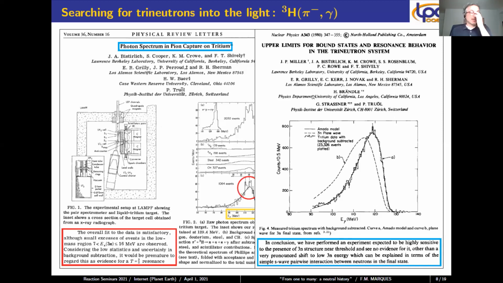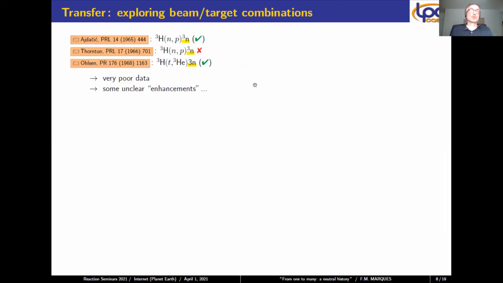And the last category of experiments I will go through for the 20th century is the transfer reaction. So at the beginning, also 1965, the transfer was very simple. Here you have the NP reaction on the triton. In this first paper, they found a bound trineutron peak, 1 MeV. But 1 year later, this team showed that this was an artifact and that there was no peak.